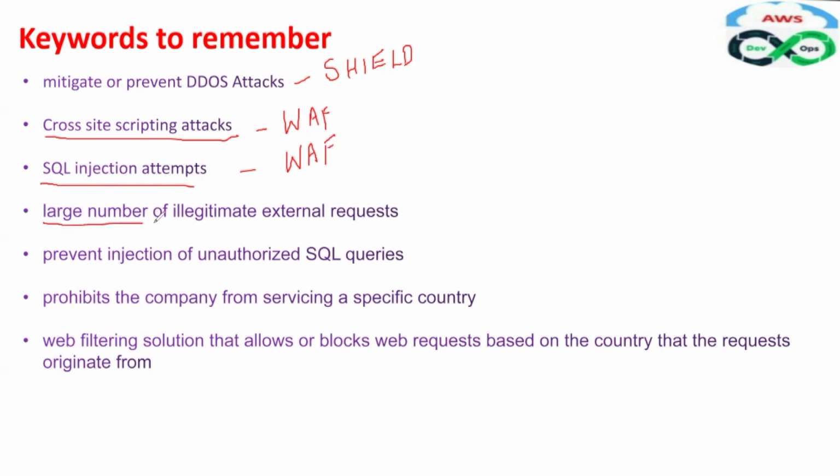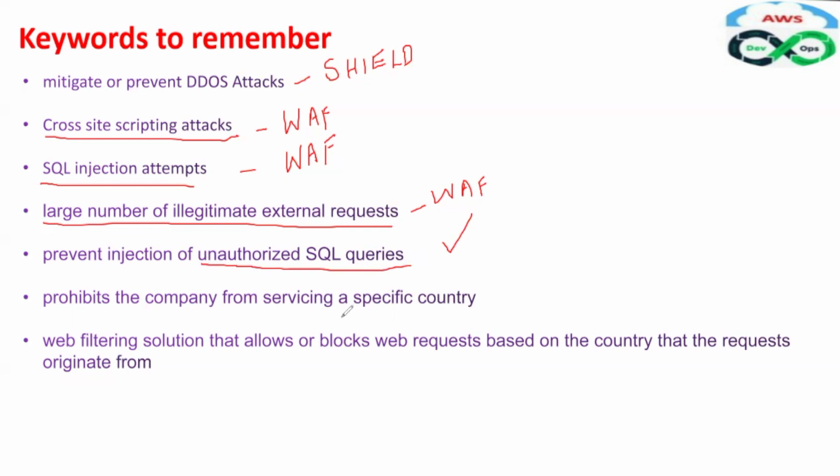Large number of illegitimate external requests, again, WAF. Right? So when you see these keywords, automatically you should point to WAF as the answer, or the choice which is having WAF. And even preventing injection of unauthorized SQL queries, that is also again WAF.